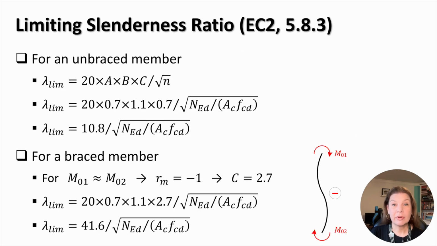When the effects of creep and reinforcement ratio are not known, the upper limit for the slenderness ratio for an unbraced member equals 10.8 divided by the square root of the parameter N. The upper limit for slenderness ratios of an unbraced member is at its maximum when the end moments are equal and act in the same direction, making Rm equal to -1 and C equal to 2.7. In this case, the maximum value of the upper limit for the slenderness ratio equals 41.6 divided by the square root of the parameter N.